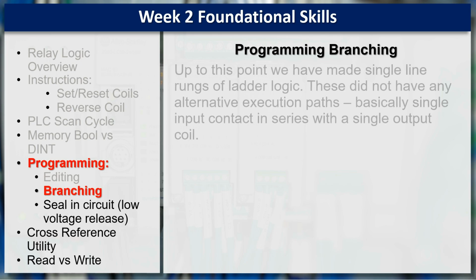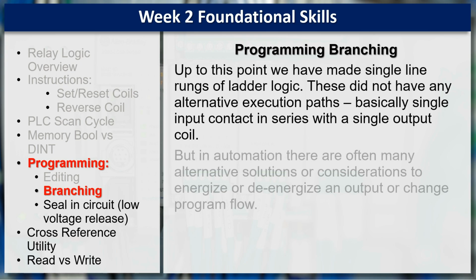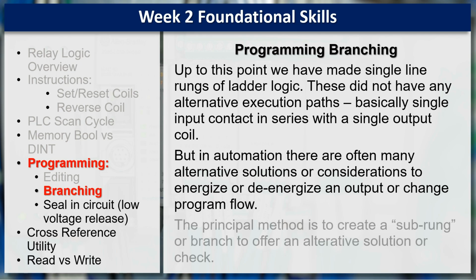Up to this point, we have made single line rungs of ladder logic. These do not have any alternative execution paths, basically a single input contact in series with a single output coil. But in automation, there are often many alternative solutions or considerations to energize or de-energize an output or change the program flow. The principal method here is to create a subrung or branch to offer an alternative solution or check.